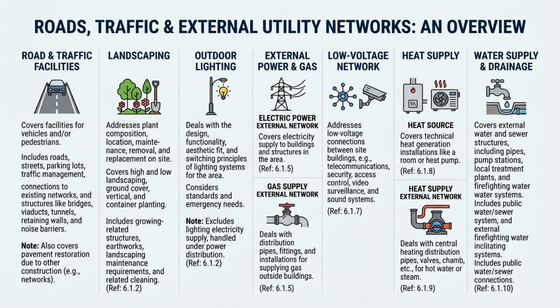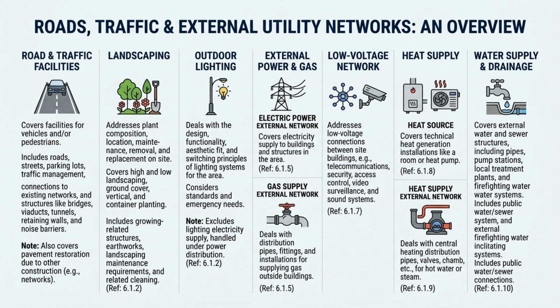Now let's look at the category of external power and gas. The external electrical power network supplies electricity to all buildings and structures in the area. This includes the installation of the cables, connections, and electrical equipment. For gas, the external gas supply network handles the pipelines, fittings, and other parts necessary to deliver heating gas to users outside the building, from distribution lines to consumer connections.